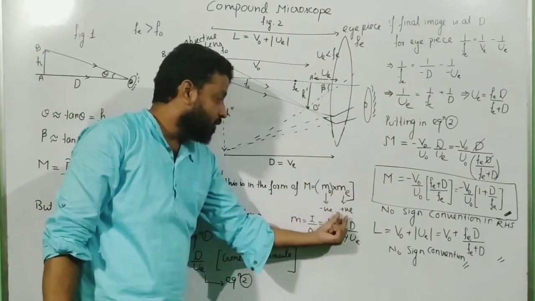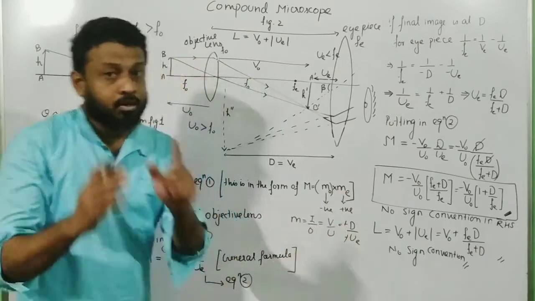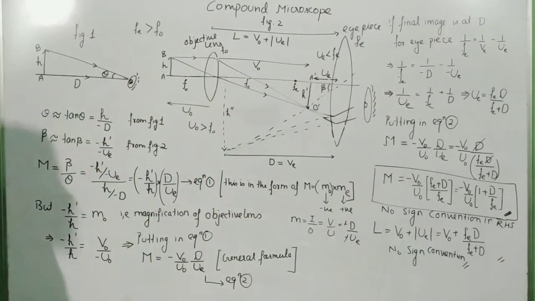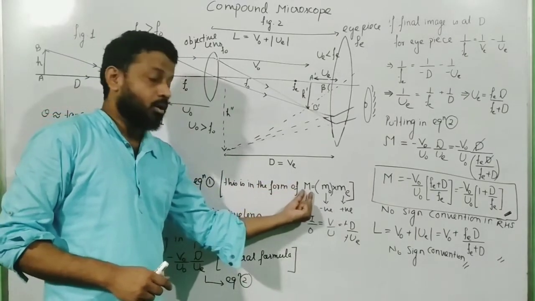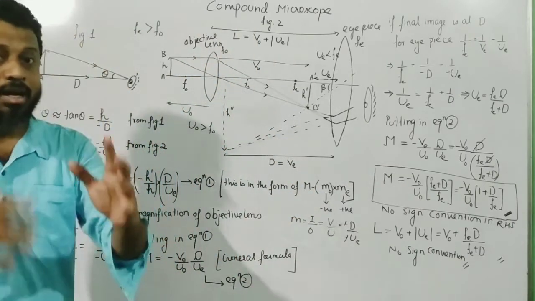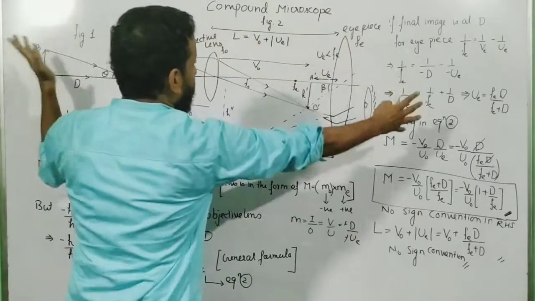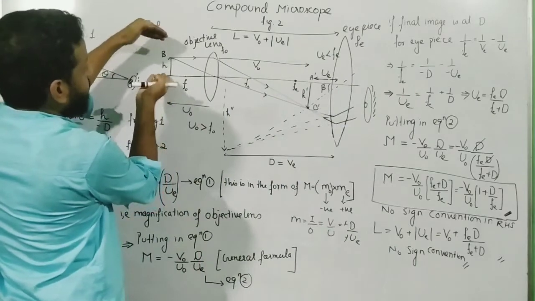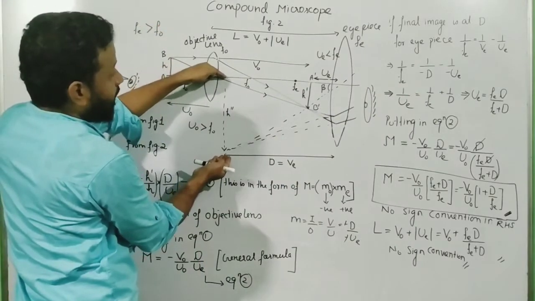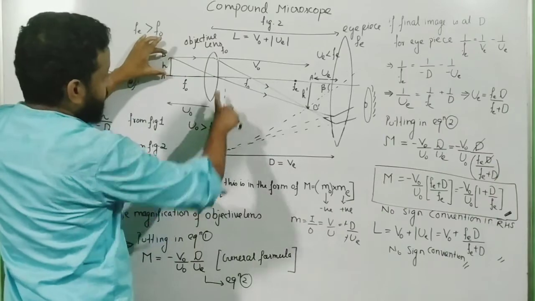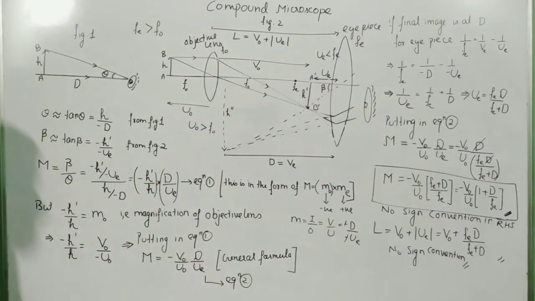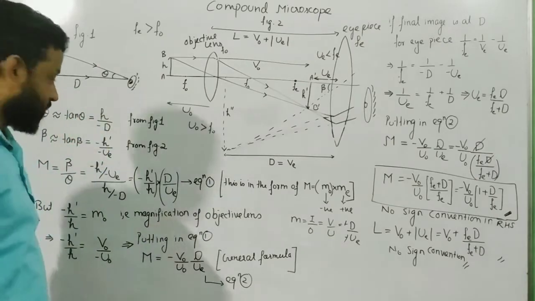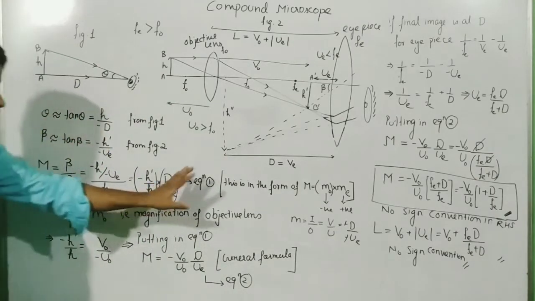And magnification produced by eyepiece is positive. Don't forget this. Magnification produced by objective is negative and magnification produced by eyepiece is positive. So overall, the overall magnification will be negative, because if you see this as the most initial object and this is the most final image, erect, inverted. So overall magnification is negative for a compound microscope. Very important information.